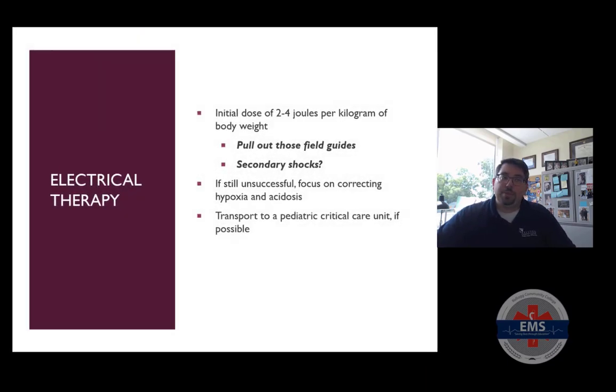With electrical therapy, for defibrillation, we know that the initial dose of 2 to 4 joules per kilogram is indicated. You may have to pull those field guides out if you need to, and the secondary shocks can be at 4 and continue on. If they're still unsuccessful, focus on correcting the hypoxia and the acidosis. Remember, transport a patient to a critical care unit if possible, if you're needing excessive electrical therapy units. For cardioversion, you'd be working at 1 to 2 joules per kilogram.